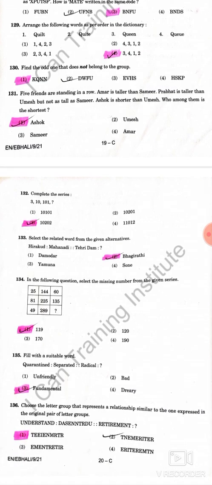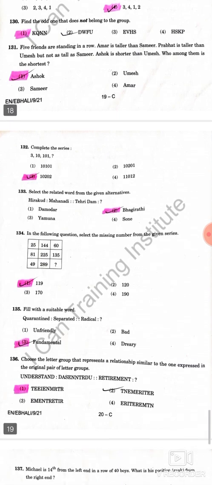Question number 131. Five friends are standing in a row. Amar is taller than Samir. Prabhat is taller than Umesh, but not as tall as Samir. Ashok is shorter than Umesh. Who among them is shortest? And the answer is option number 1.